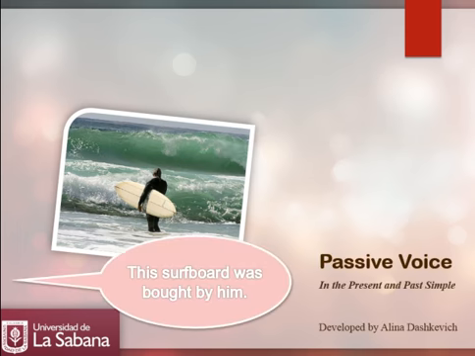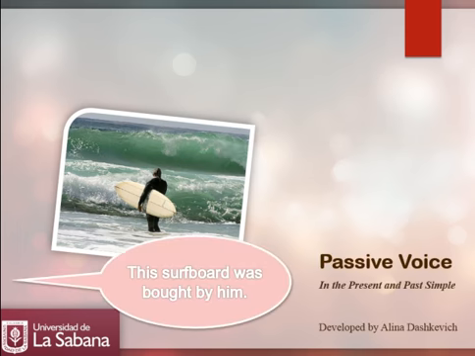When we want to change an active sentence into the passive one, first we need to find the subject and the object of the sentence. And we also need to identify the main verb and its tense. So the subject of the active sentence is he, and the verb is makes. And here it's in the present simple form. And the object is airplanes.